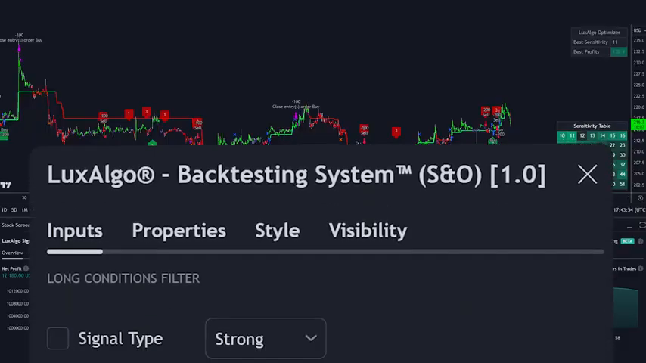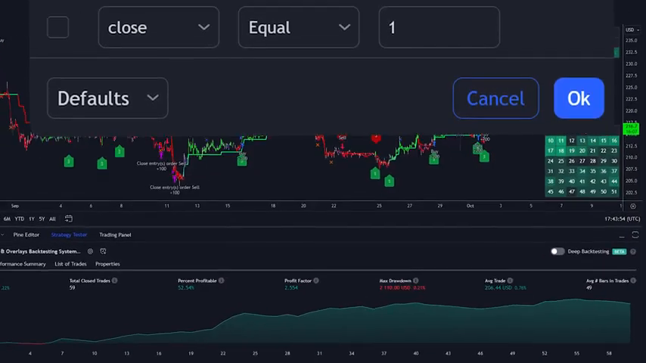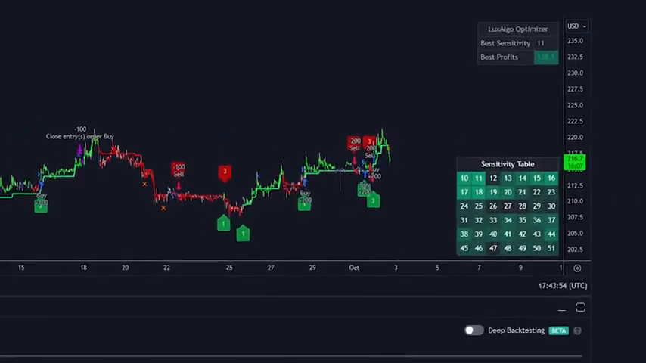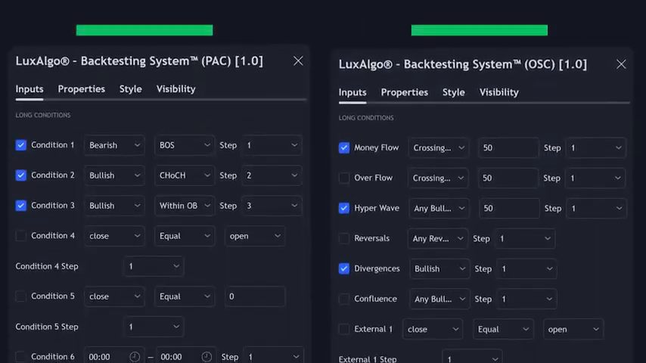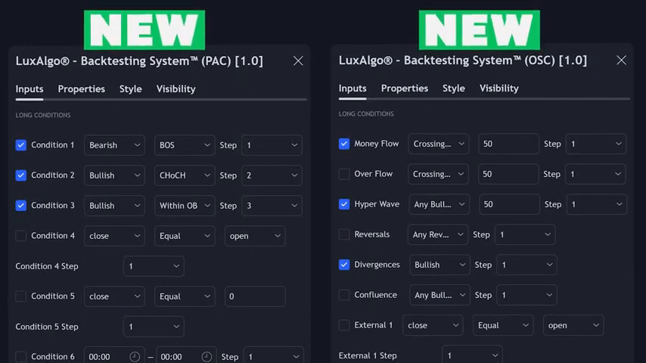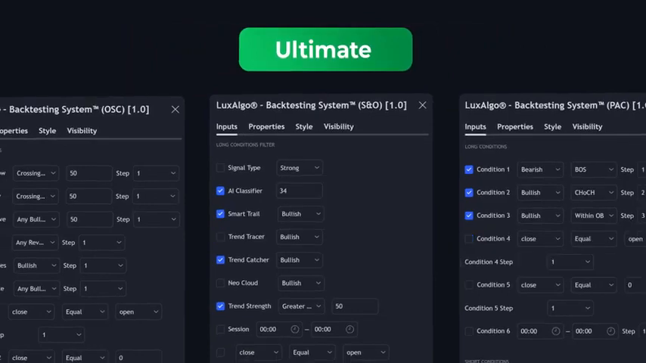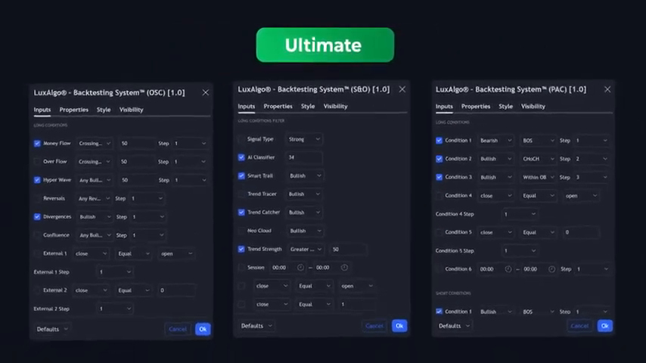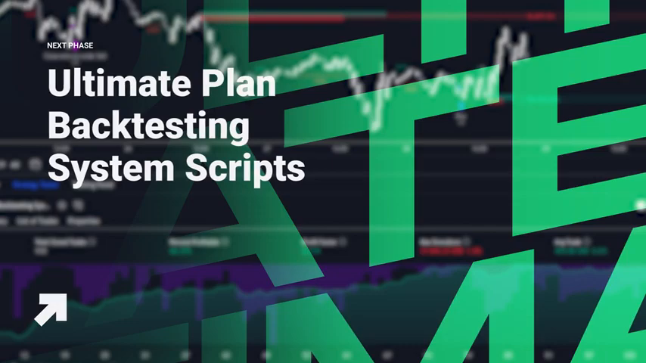So from being able to backtest everything from within our signals and overlays toolkit, finding the best sensitivity for win rates or profits with any combination of features, to now having 2 new backtesting scripts for our price action concepts and oscillator matrix toolkit so you can backtest further than ever before, it's all finally here, and we're excited to give our users the opportunity to take the usability of our premium indicators to the next level. So here's a full overview of how it works.